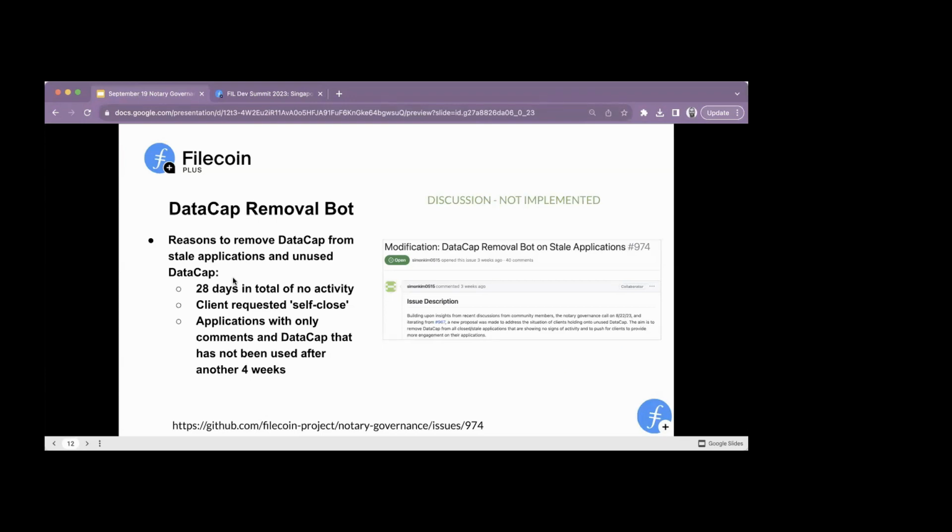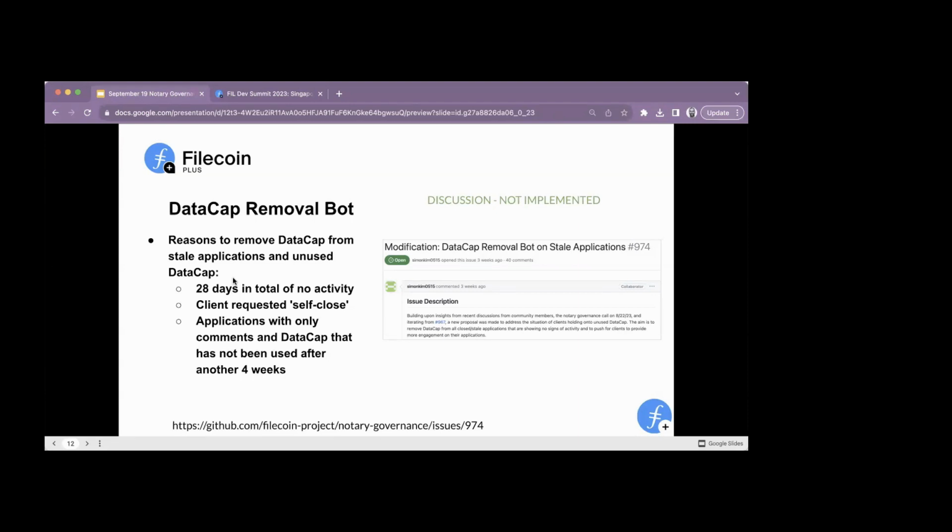Coming up, we have the DataCap removal bot. This was issue 974, and it has had a lot of comments. This is the next three slides. Before I go into this, let me summarize what this issue is. Essentially, what 974 is looking at is once DataCap has been granted, how do we get it back?